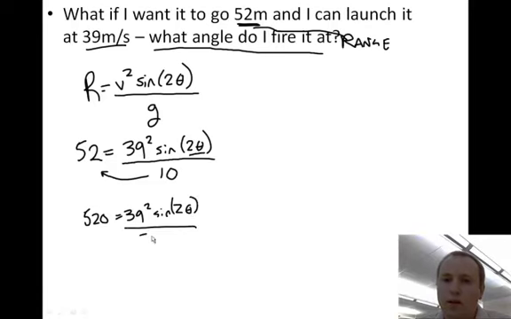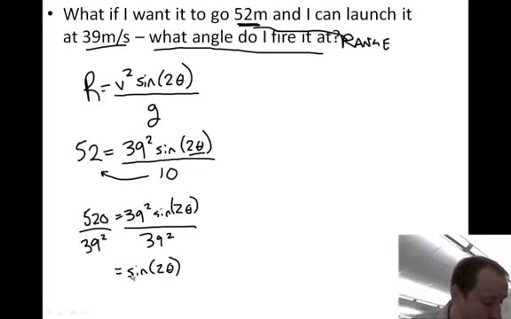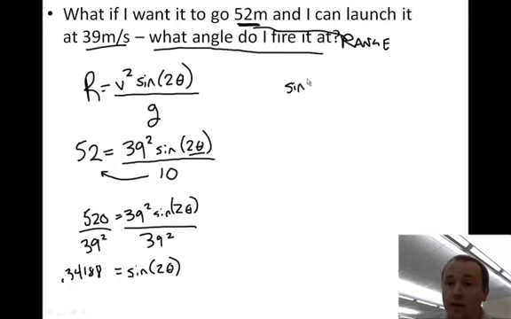Well, I've got to divide that 39 squared out of there. I'm sure you could stick that in the calculator. You're going to get a beautiful number. But I get sine 2 theta equals, I wrote it down, 0.34188. So I'm going to write this up off to the side here. So sine 2 theta equals 0.34188.